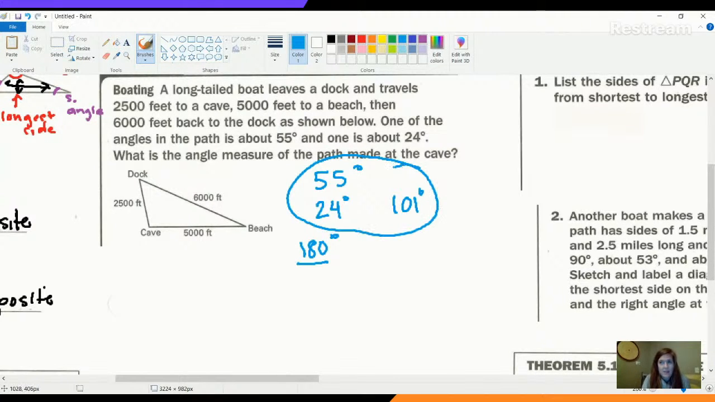And I just learned that there's a theorem that says that the largest angle is across from the longest side, right? The largest angle is 101 and my largest side is 6,000 feet. So that means the cave has to be at 101 degrees. The next biggest, the middle one, is 5,000, and across from 5,000 is the dock. So that means this has to be 55 degrees. And then my smallest angle has to be across from my smallest side. So the beach has to be 24 degrees. So pretty straightforward, right?